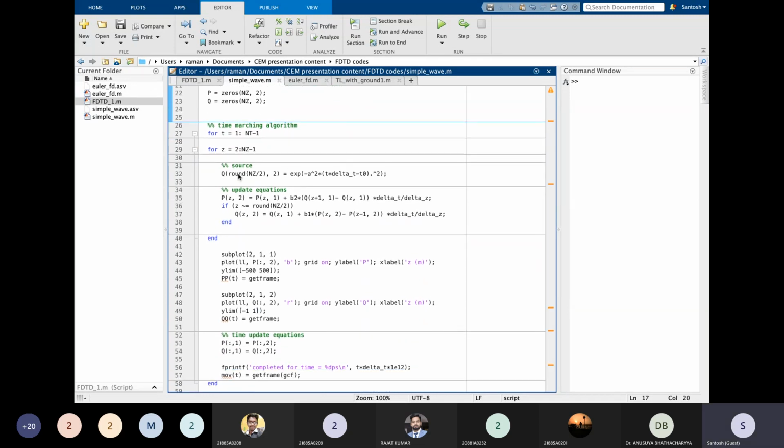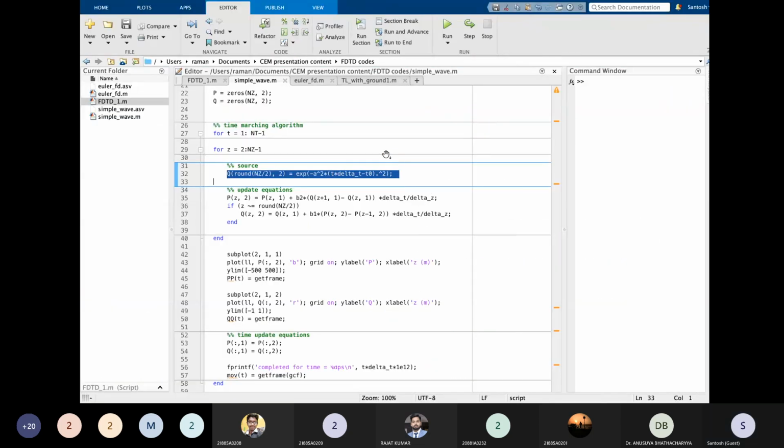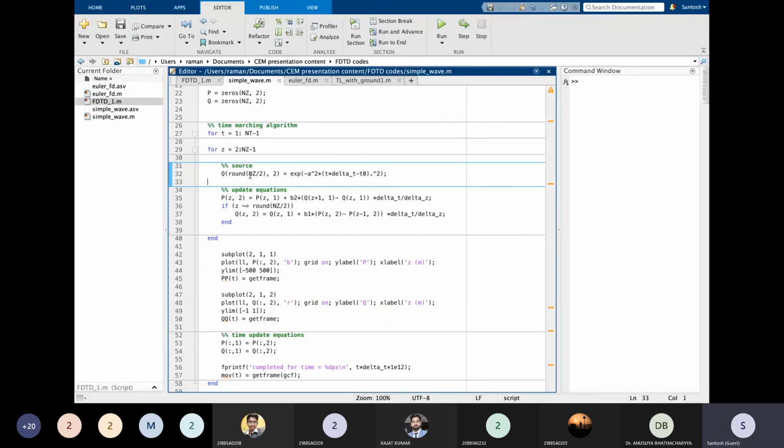So it's very simple. Now, first thing is the source. The source in this case is the initial condition. Q of z naught comma t is given by this. I assume the source at some point, which is at the center of the whole span, right? So Q at nz by 2. Let's say you have 10 points. I assume that the Q at the fifth point is this Gaussian source, right? This is the given. So we call it the source, or you call it some kind of a boundary condition or initial condition, right?